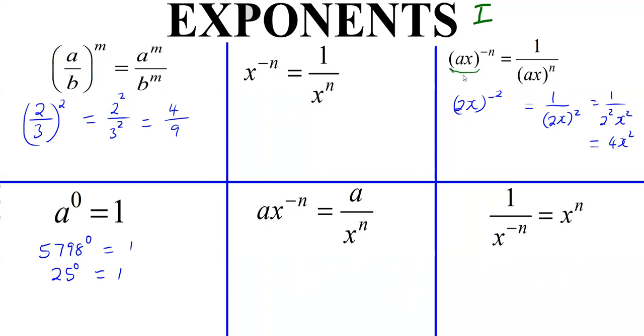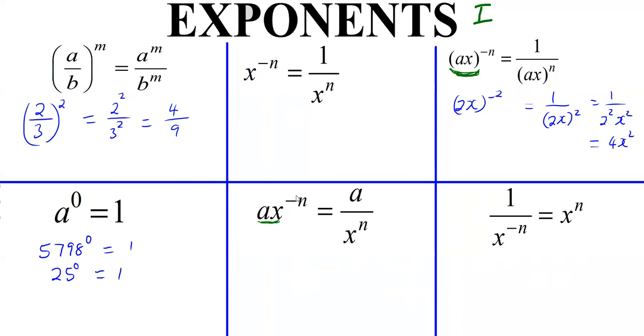We are having the bracket here. Here we are not having the bracket. So here the negative n only applies to x. Here it applies to both a and x. But here it only applies to x.